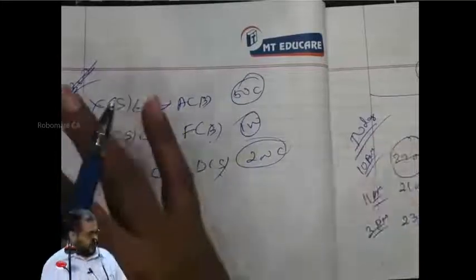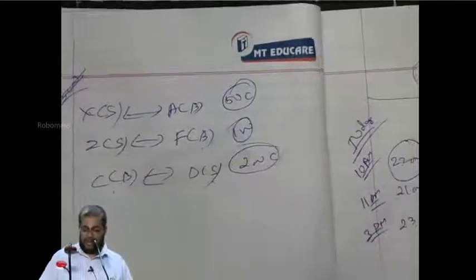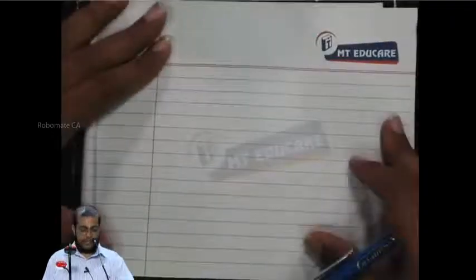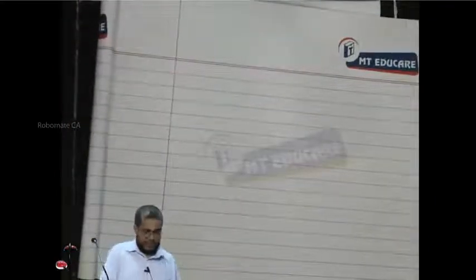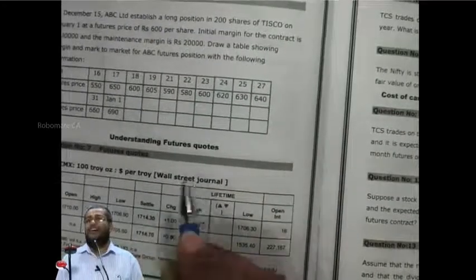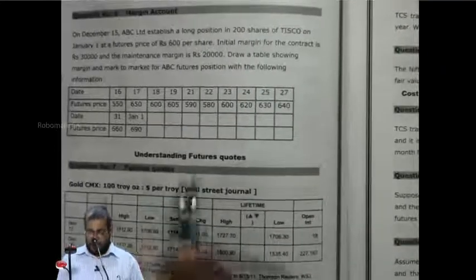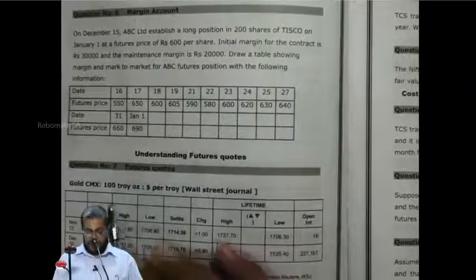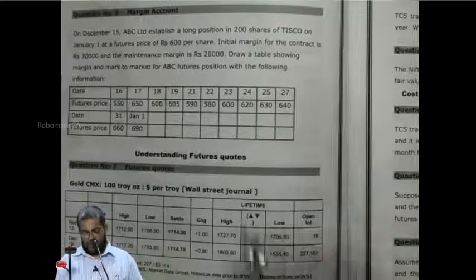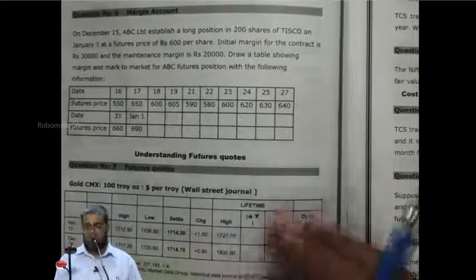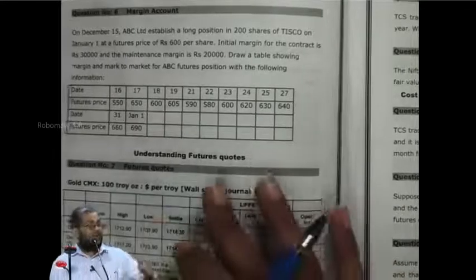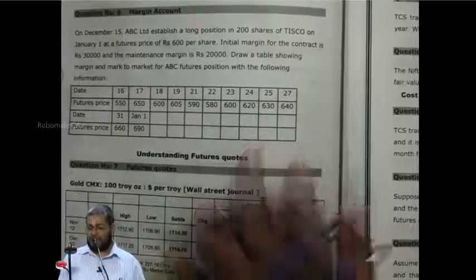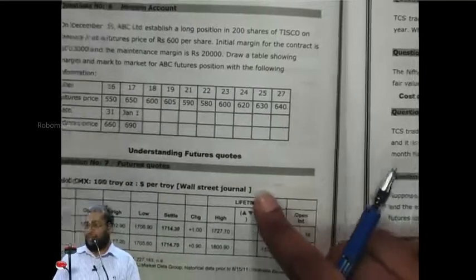Can I proceed further? Now, let us take the next sum and then I'll give you the notes in this regard. Question number 7 is not a problem. There's a future quote given for gold in CMX, that is Chicago Mercantile Exchange, against dollar. I have given you another sheet also for TCS shares, only for learning how to read the quotation. I'll come back to that later.